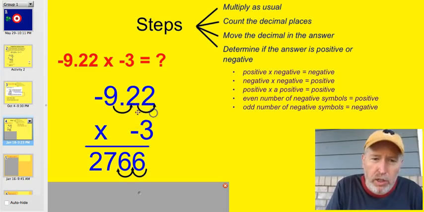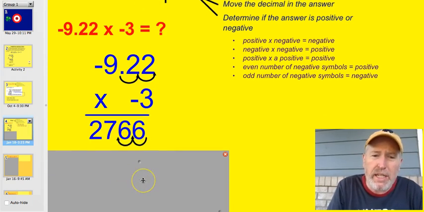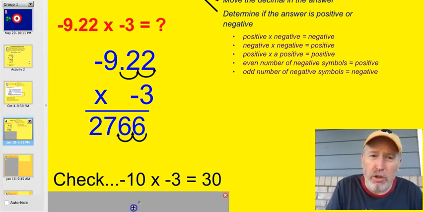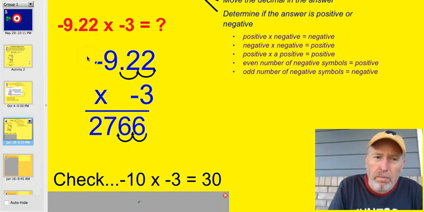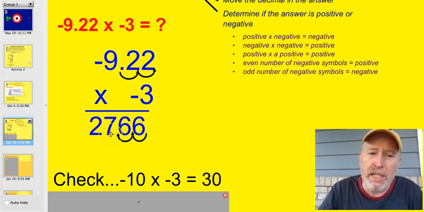And it looks like these slid over a little bit. I had 2 decimal places on top. So in that answer of 2766, I have to put 2 decimal places back in. So I got a 27.66. Now I have to determine, is that answer positive or negative? Well, I had a negative times a negative, and a negative times a negative is going to equal a positive. So that is a positive 27.66. And then my check down at the bottom, as I said at the beginning, I had about 10 times about 3. A negative 10 times a negative 3 is a positive 30.